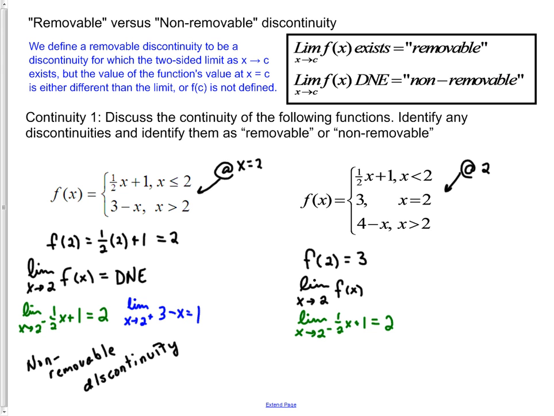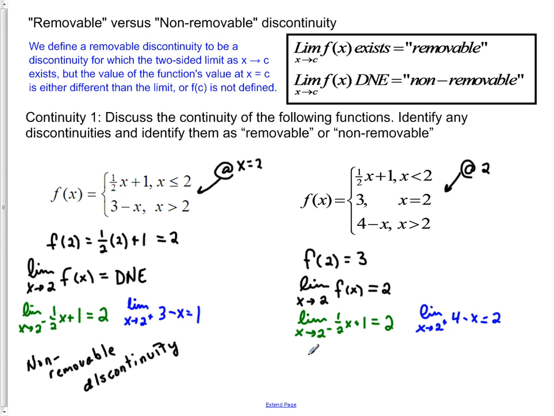On the other hand, let's take our limit as x approaches 2 from the right. Oh, we've changed a little bit here. This is tricky. 4 minus x this time. All right, what happens as x approaches 2? Well, 4 minus 2 by substitution gives us 2. And so our limit does exist, and its value is equal to 2.